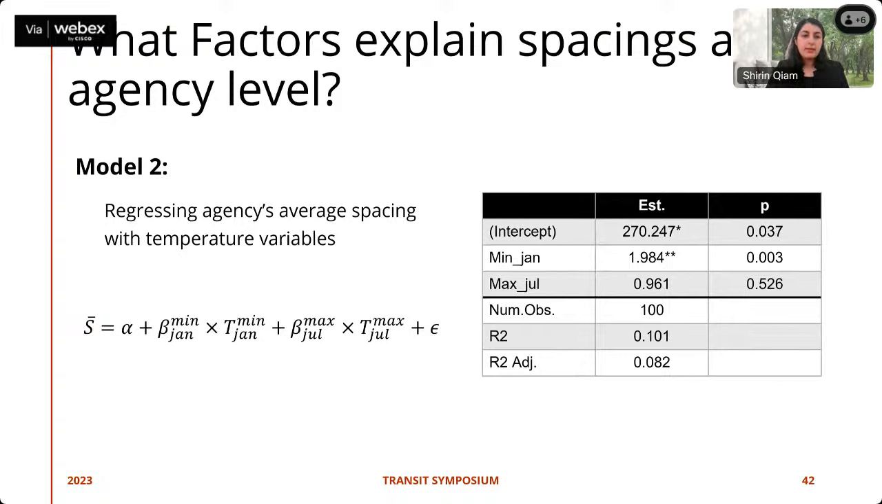In our second model, instead of using those fixed effect intercepts, we just use an average of spacing for each agency and regress them on our temperature variables. The results are almost the same, but we can see that the coefficients are different. That's because here we just consider an average, and we didn't isolate the agency's features. So maybe there are some other variables that have some impact here.